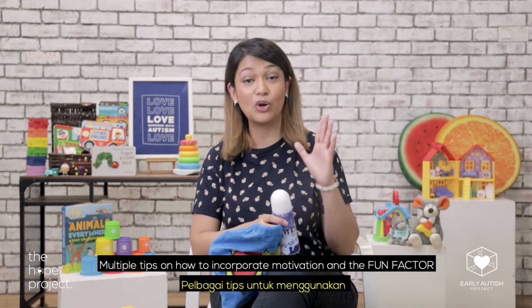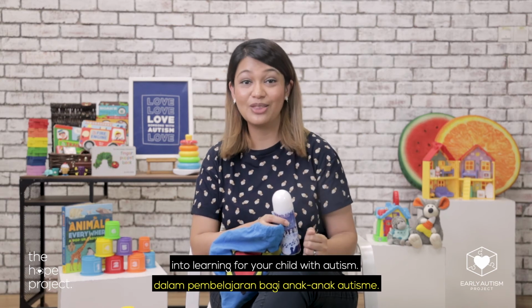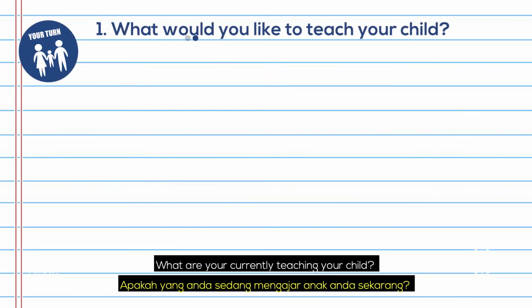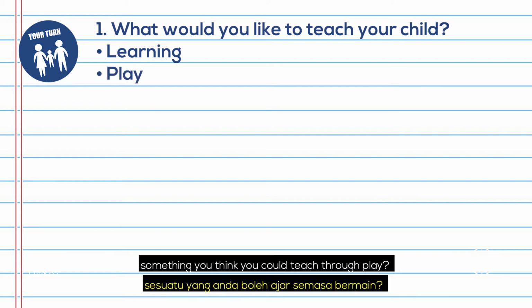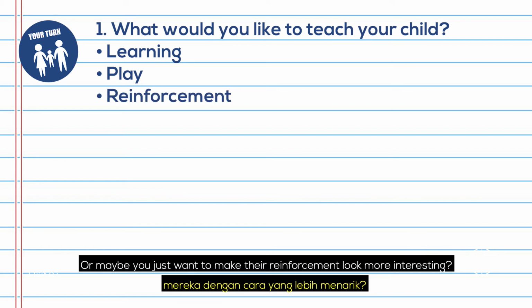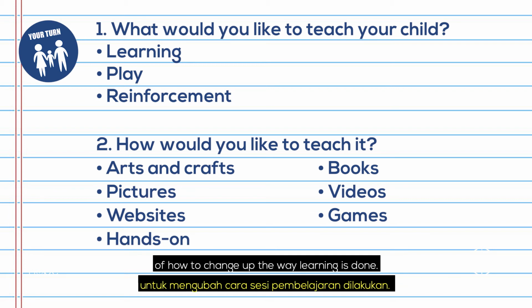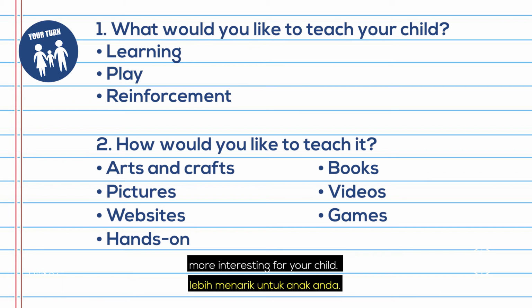Multiple tips on how to incorporate motivation and the fun factor into learning for your child with autism. Now it's your turn. What are you currently teaching your child? Is it something you'd like them to learn in their lessons? Something you think you could teach them through play? Or maybe you just want to make their reinforcement look more interesting. In this lesson, you saw for yourself just a few examples of how to change up the way learning is done. Now pick a mode and think about how you would like to make learning more interesting for your child. All the best and have fun.